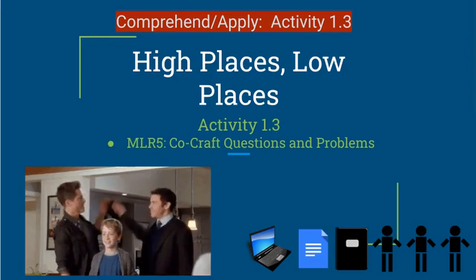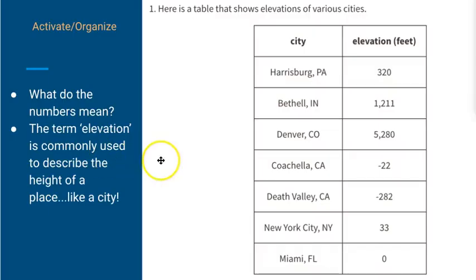All right, let's take a look at some high and some low places. So here's the elevation of some various cities. What does this mean? Well, 0, when we talk about elevation, is the height of a place compared to the ocean. The ocean is considered at 0. So Miami, Florida is actually considered at what we would term sea level.